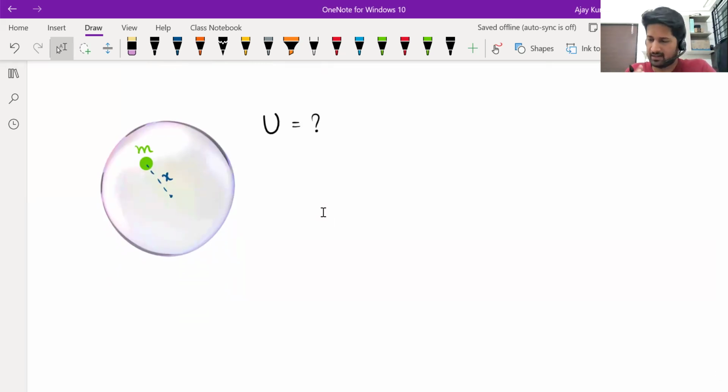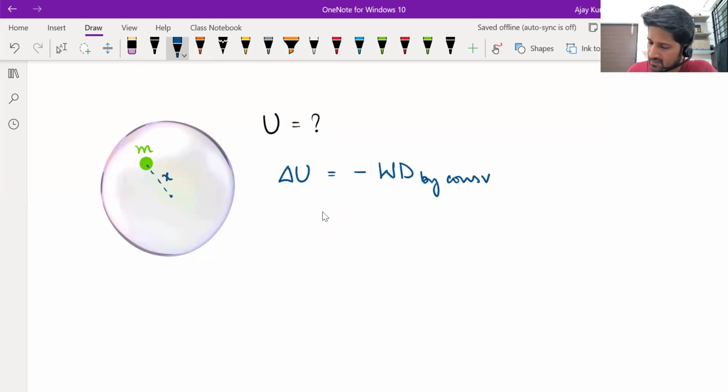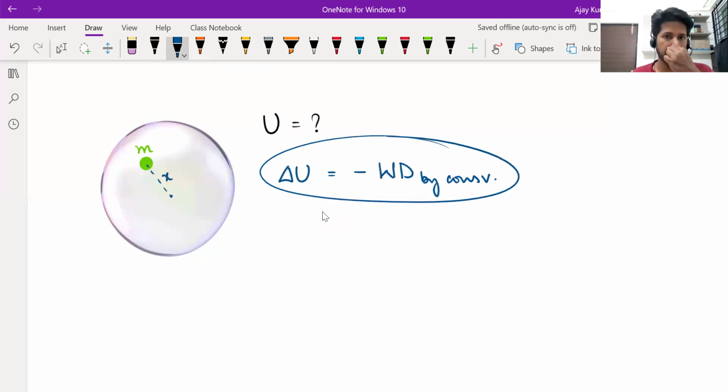See, treating it as a collection of rings doesn't work. Treating it as a collection of point masses also doesn't work in this case. Then there is something more fundamental we can use. We know from basics that the change in potential energy when a mass is taken from one position to another position, or even more generally speaking, the change in potential energy when the arrangement of a system is changed, is negative of work done by conservative forces, right? You can use this.